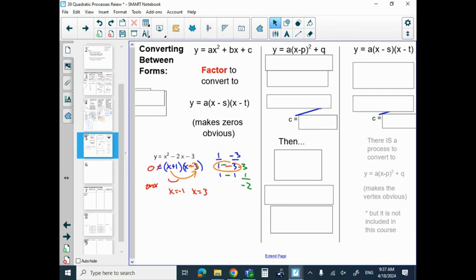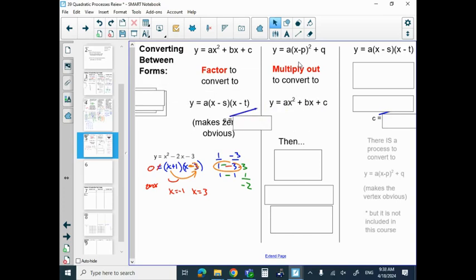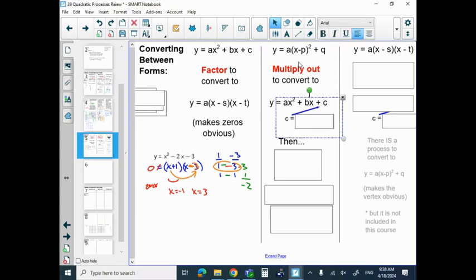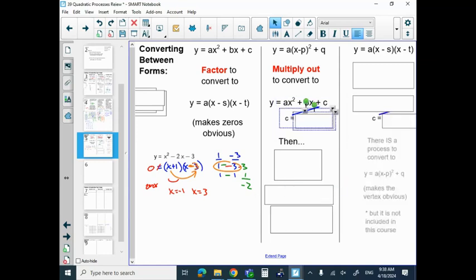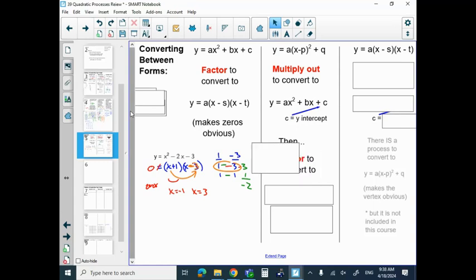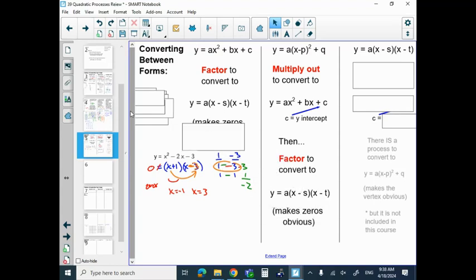And then with vertex form, what we can do with that is multiply it all out, and that would convert to standard form. If we did that, we'd be able to tell what the y-intercept would be, right? Just have to ungroup that thing. Just ungroup. There we go. So that would allow us to figure out the y-intercept if we did that. And we could also possibly factor if it's factorable, and that would give us the zeros.